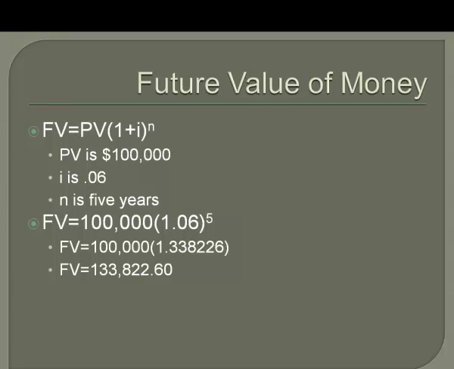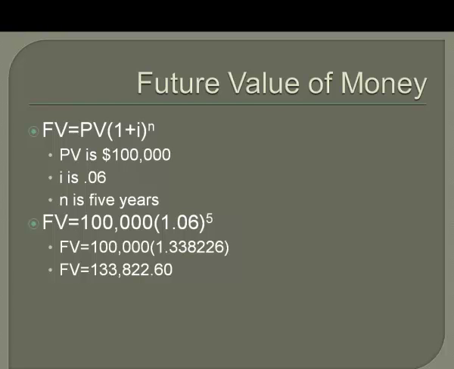So that comes out to 1.338226. When we complete the formula, the future value then is $133,822.60. What this means to you is that your project must be worth more than this $133,822 for it to be a good investment. If it's less than this amount, that means it's better to take the money and put it in the bank and earn 6%. So that's what you're trying to calculate here, which is the better investment.